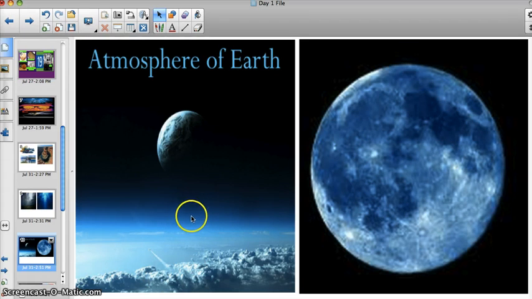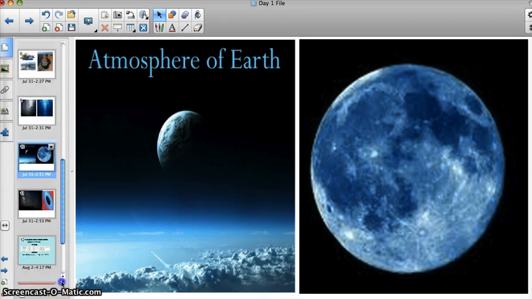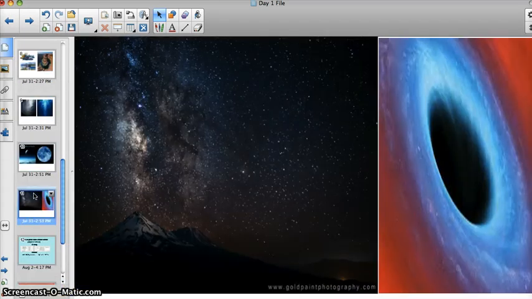We're going to study the atmosphere, we'll study the moon, scrolling on down, and we'll study farther reaches of space into what we know about the Milky Way and what we know about other galaxies and even what we think goes on in a black hole.